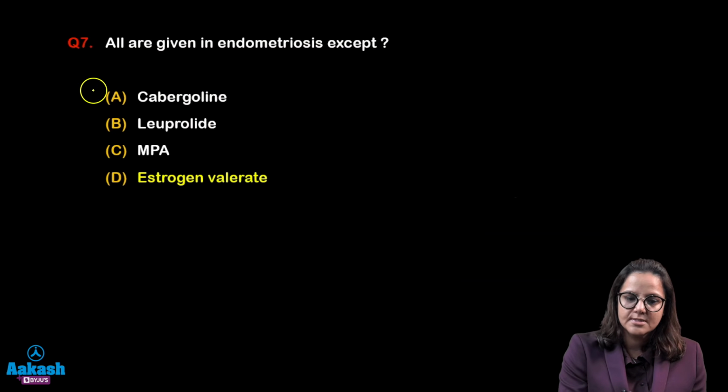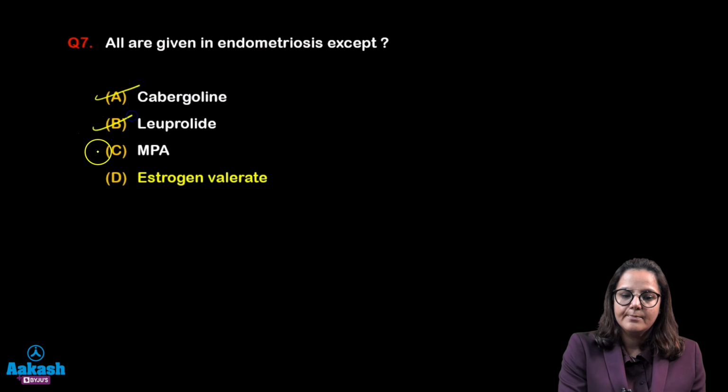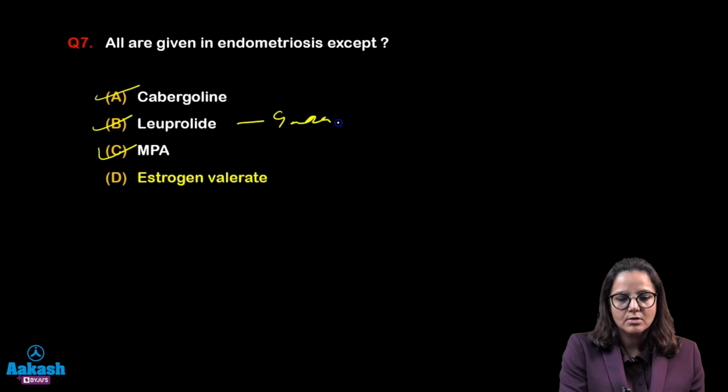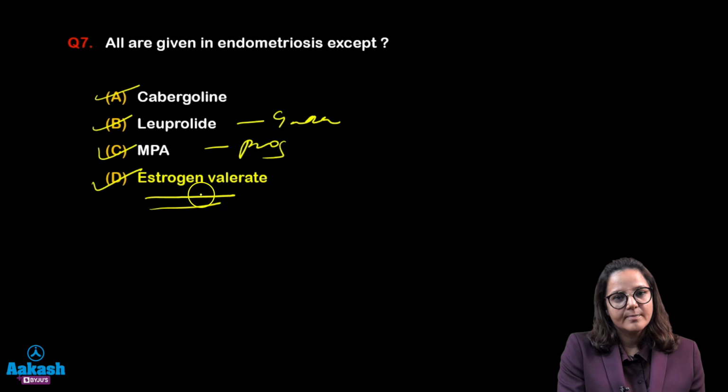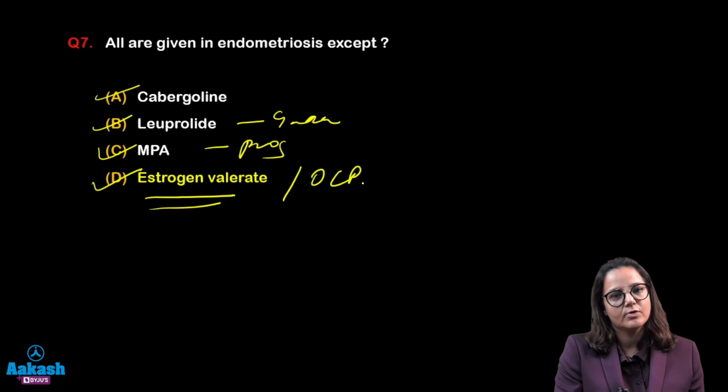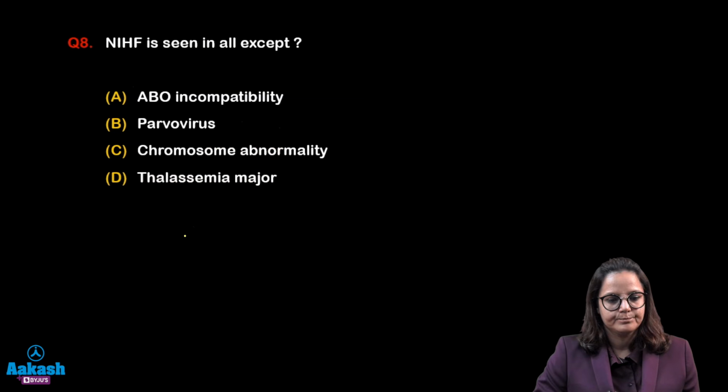Coming back to the options, capgolin can be given, leuprolide and progesterone acetate definitely it can be given. This is GnRH analog, and this is your progesterone. Talking about estrogen valerate, it cannot be given alone. Had it said oral contraceptive pill, we could have gone along with that, and then the answer would have been capgolin. But since it alone mentions estrogen valerate, therefore our answer will be that.